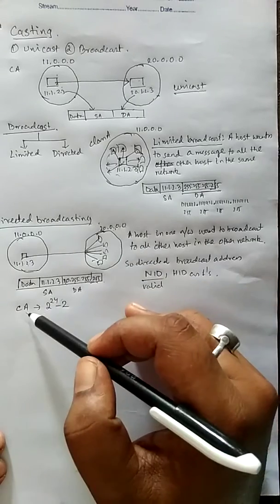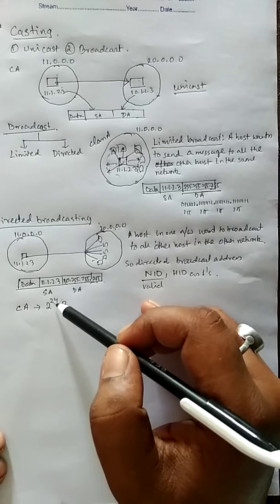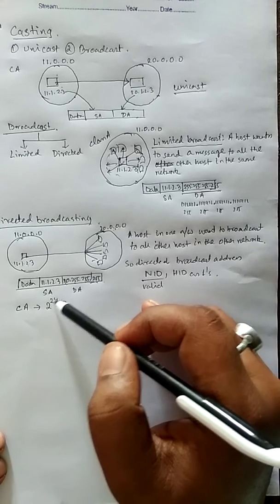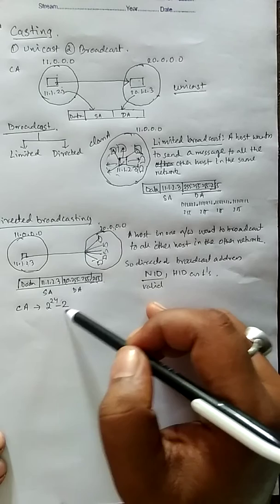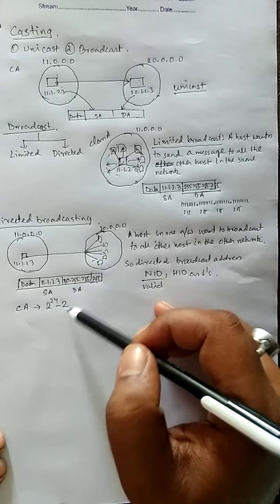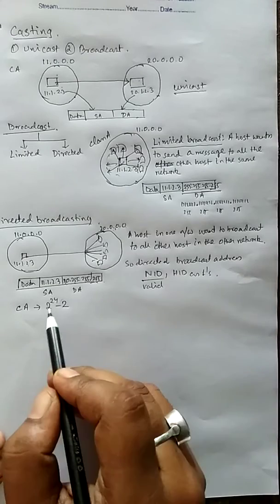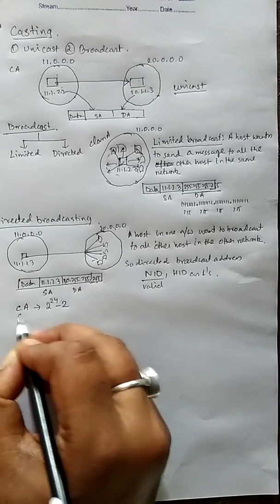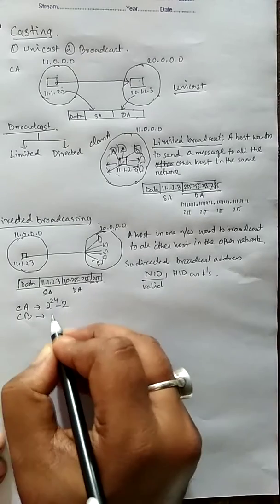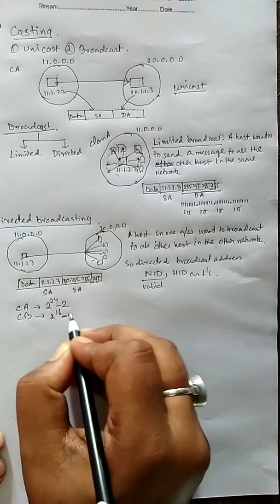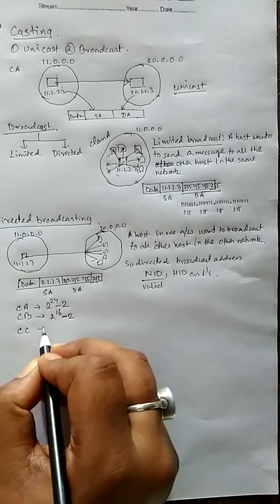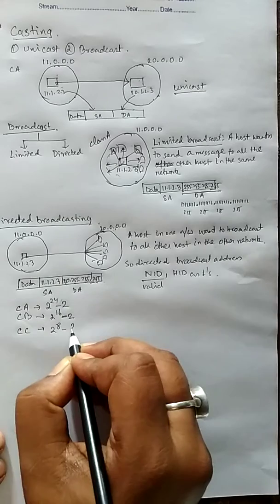So for class A, there are 2 to the power 24 addresses, and among them 2 addresses we cannot use. So what are the remaining available addresses? It is 2 to the power 24 minus 2. For class B, it will be 2 to the power 16 minus 2. For class C, it is 2 to the power 8 minus 2.